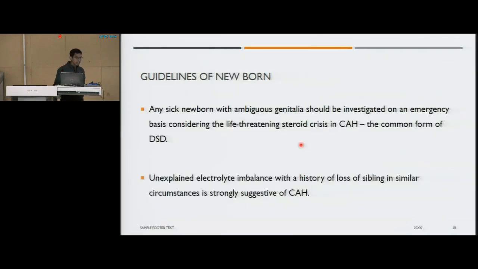Now coming to the guidelines for the newborn, any sick newborn born with ambiguous genitalia should be evaluated on an emergency basis for DSD, and any unexplained electrolyte imbalance with a history of loss of a sibling, like in our case, is strongly suggestive of congenital adrenal hyperplasia.